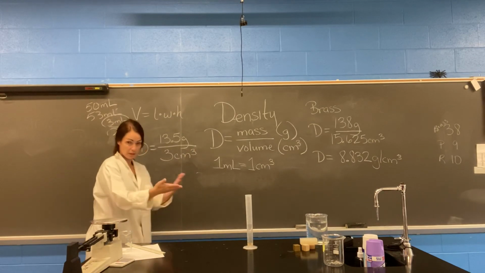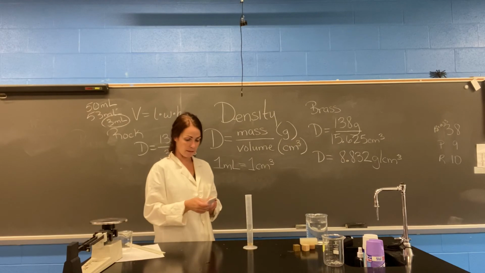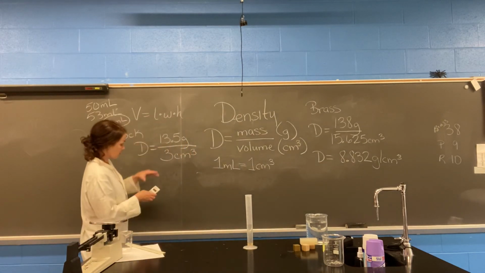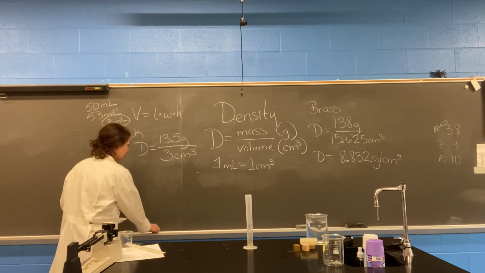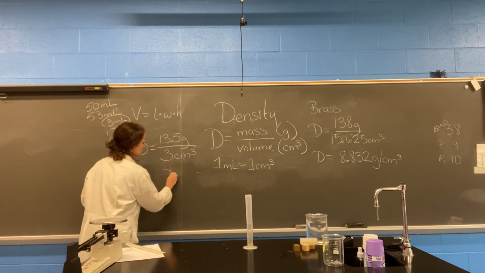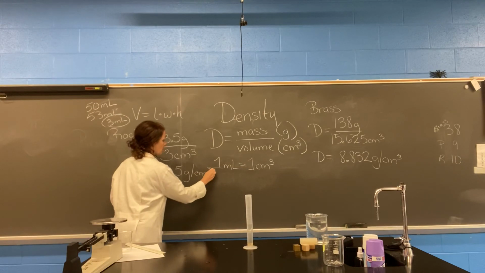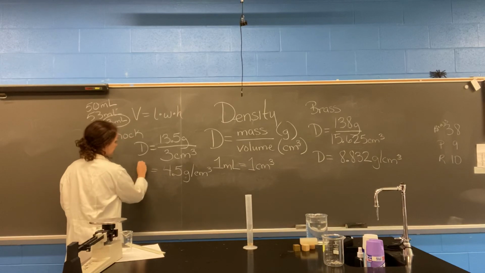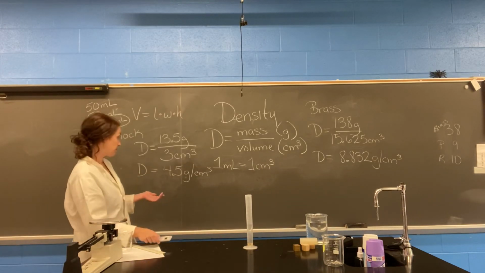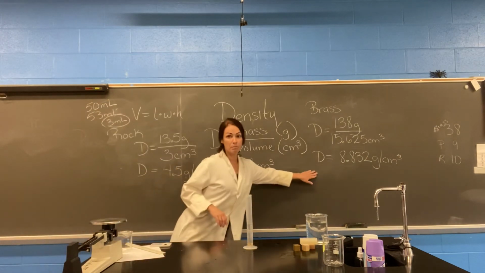So we use water displacement to figure out the volume, but we still have to continue to calculate our density. So in this case, we're going to take our 13.5 divided by 3, and we get 4.5 grams per cubic centimeter, or mass per volume, stuff per space. Okay? Now, what's interesting maybe is that this is about half the density of the brass block.